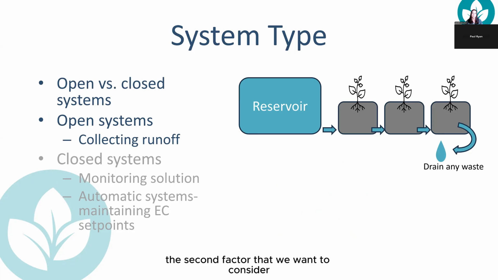The second factor that we want to consider is your system type, how your system runs. What you're growing, and how the solution either recirculates or doesn't recirculate is really going to impact the nutrient selection. So there are two main generalizations we can make on system type, and those would be open and closed systems.